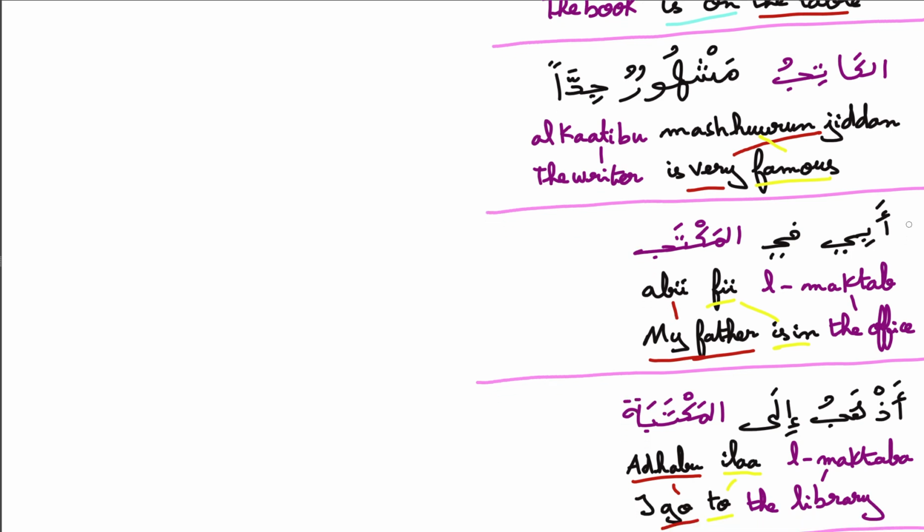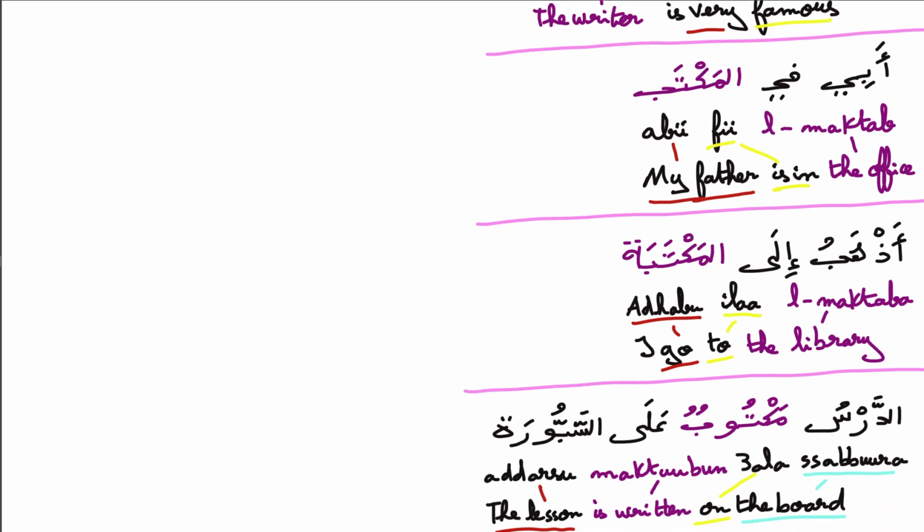Okay, next one we have الكاتب مشهور جدا. الكاتب the writer مشهور famous جدا is very. Okay, next one we have أبي في المكتب. أبي, which is my father. في is in. المكتب, the office. So let's just draw him in the office working with his little computer.